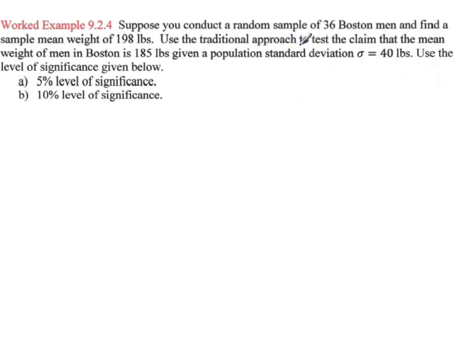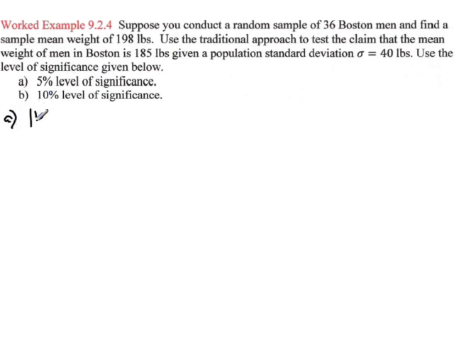Suppose you conduct a random sample of 36 Boston men. Find the sample mean weight of 198 pounds. Use the traditional approach to test the claim that the mean weight of Boston men is 185, given the population standard deviation is 40. Use 5% level of significance.